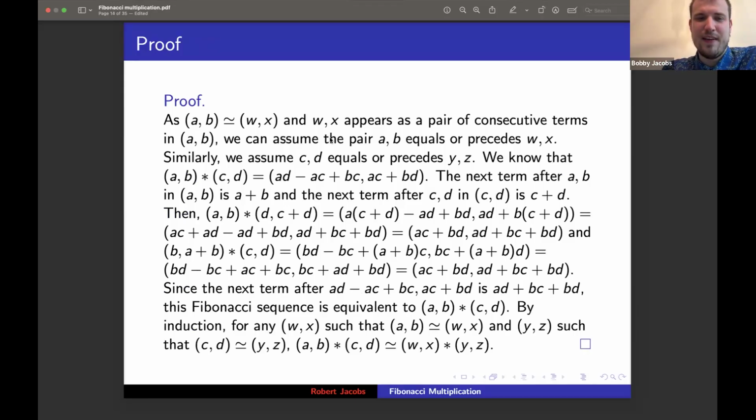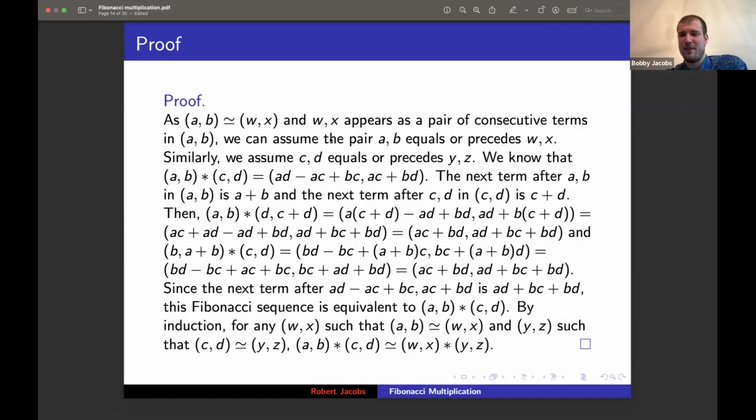And so, as AB is equivalent to WX, and WX appears as consecutive terms in AB, we can assume AB equals or precedes WX. So if one of them comes first, AB will come first. And similarly, we'll assume CD equals or precedes YZ. So we know that AB times CD is (AD minus AC plus BC, AC plus BD).